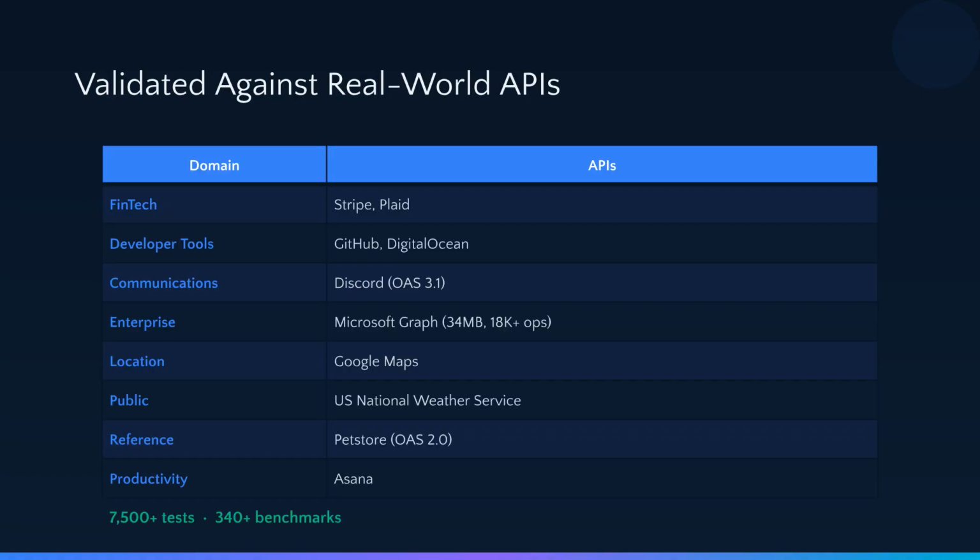Validated against real-world APIs, this isn't a toy project. OAS Tools is validated against a corpus of 10 real-world production APIs, spanning OAS 2.0 through 3.1, JSON and YAML formats, and document sizes from 20 kilobytes to 34 megabytes. The Microsoft Graph spec alone has over 18,000 operations. There are over 7,500 tests, including table-driven subtests, and 340-plus benchmarks, including parameterized sub-benchmarks. This gives us confidence that OAS Tools handles the edge cases you'll encounter in production.